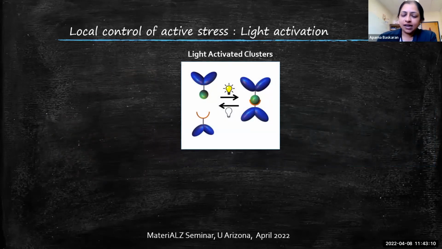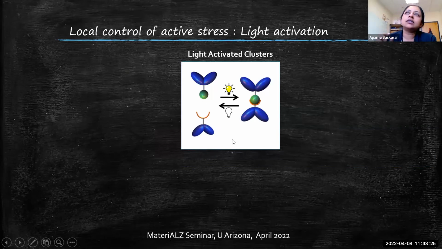Then another thing that the experimentalists have done to have local control over the stresses in the material is by making these light-activated motor proteins. So they made motor proteins that are engineered to have this LOV domain. The LOV domain is a domain in the protein that allows a flower to open when it sees the sun and stuff like that, right?